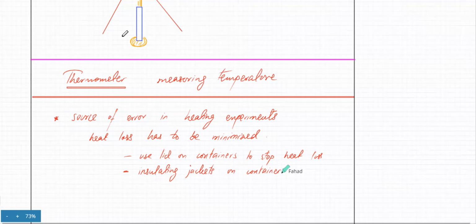Then you can have other things as well. Insulating jackets on containers, or you could have styrofoam cups instead of using beakers, the kind you don't drink tea from, styrofoam cups and so on. They're very good insulators, so they could prevent heat loss. So there are things that could be done to minimize heat loss. That's the number one source of error.